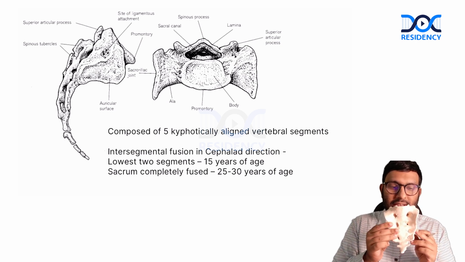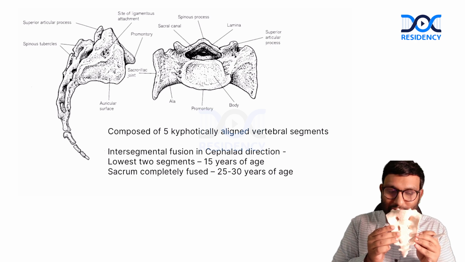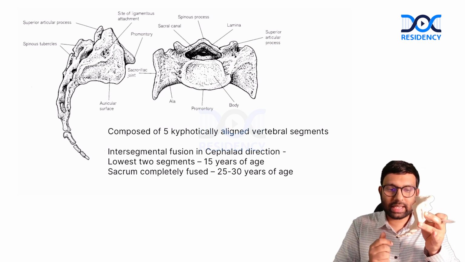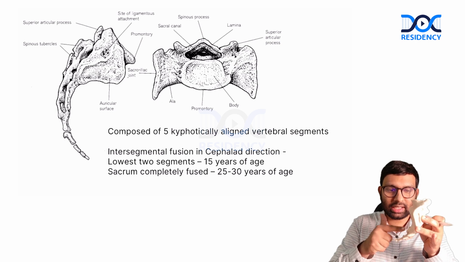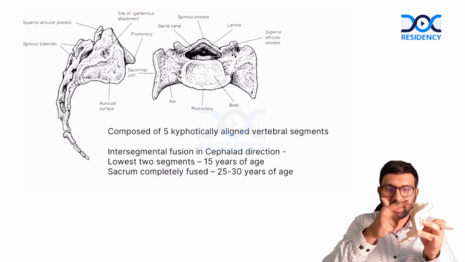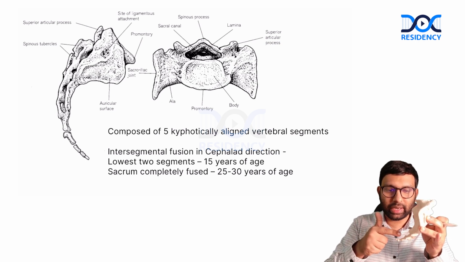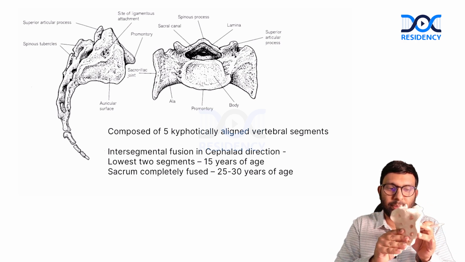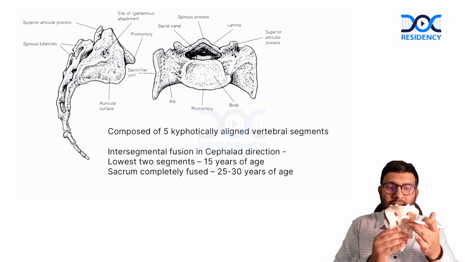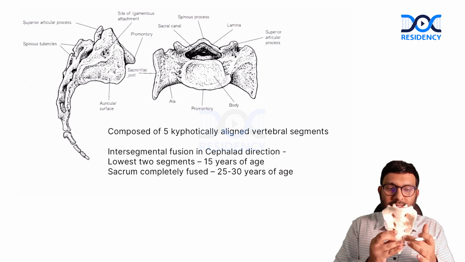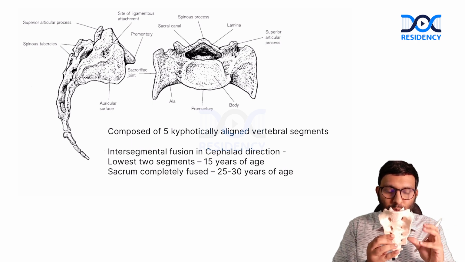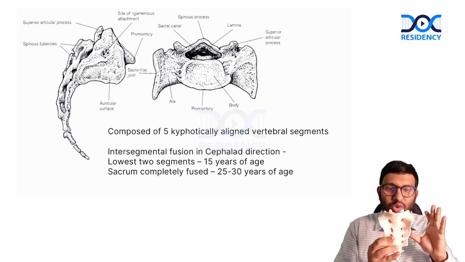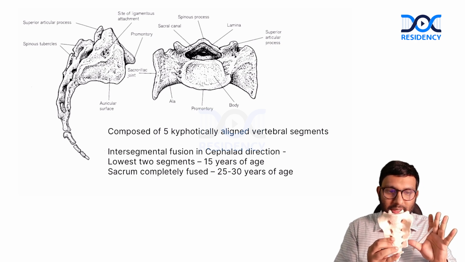This is the anterior part of the sacrum. Now, unlike other parts of the spine, your sacrum has a certain angulation. It has a kyphotic alignment. Can you see here? It has a kyphotic alignment, and this kyphotic alignment is given by the fusion of sacral segments. So the sacrum is not a single bone. It has multiple segments that ultimately fuse together. So you have to understand that a sacrum is a composition of 5 kyphotically aligned vertebral segments.